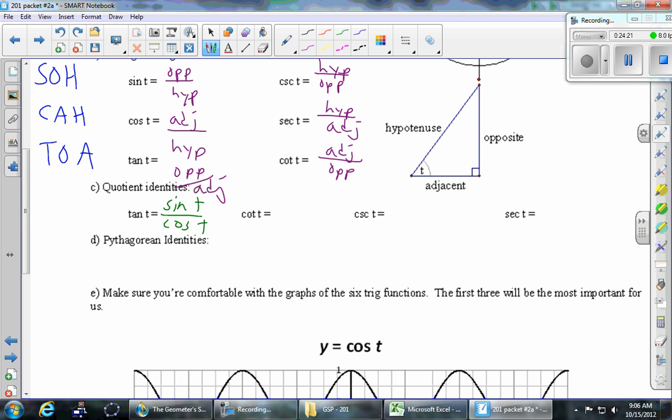And cotangent of t is cosine over sine. And cosecant, is it related to sine or cosine? It's related to sine. Todd's got it. It's 1 divided by sine. And then finally, secant is 1 divided by cosine.